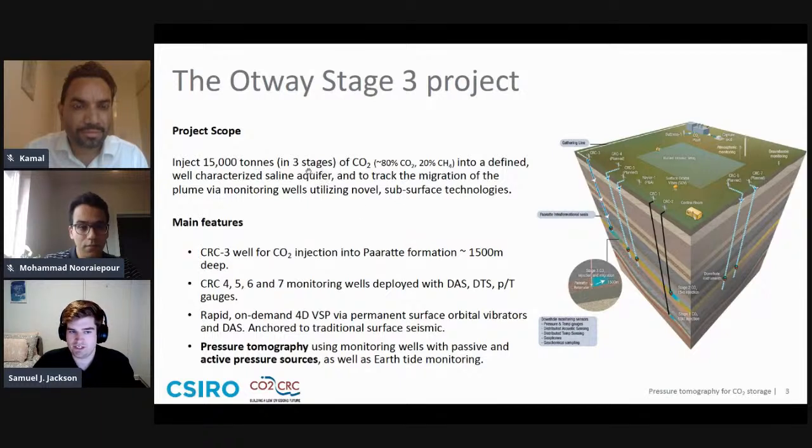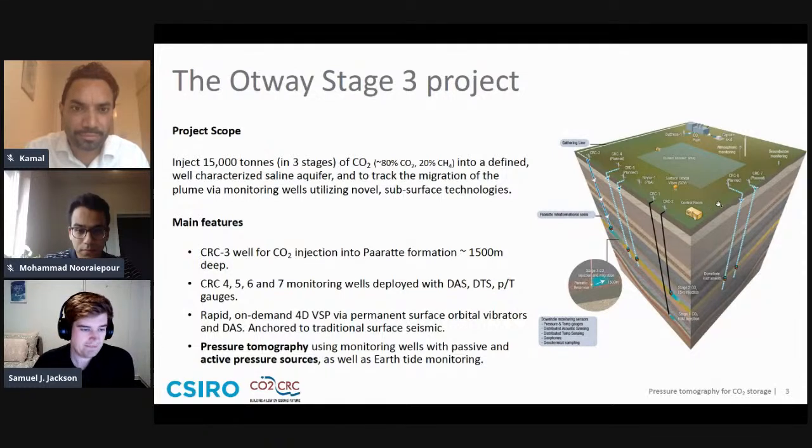The CO2 is to be injected in 3 stages of 5,000 tons, and at each stage various monitoring techniques will be deployed to track where the CO2 plume is going. We have a new well, CRC3, drilled 1,500 meters into the Porous formation, which is the primary well for injecting CO2. There are then 4 monitoring wells, CRC4, 5, 6, and 7, deployed with distributed acoustic sensing, distributed temperature sensing, as well as standard pressure and temperature gauges.